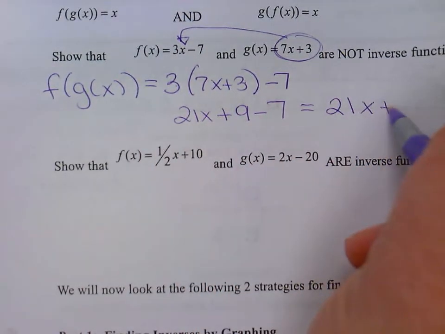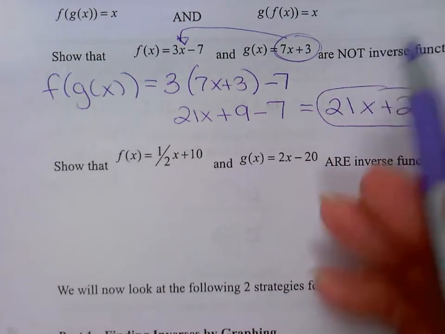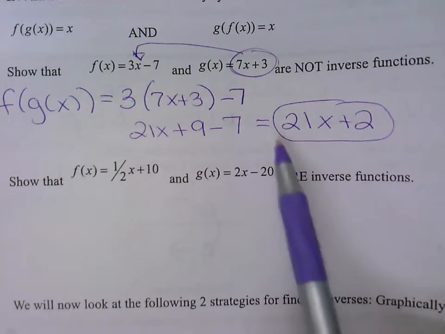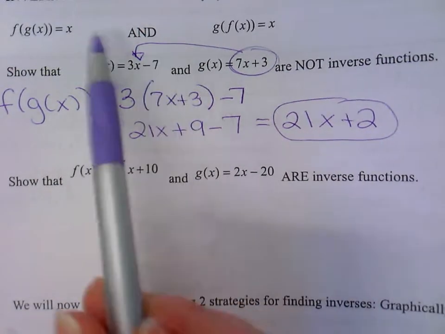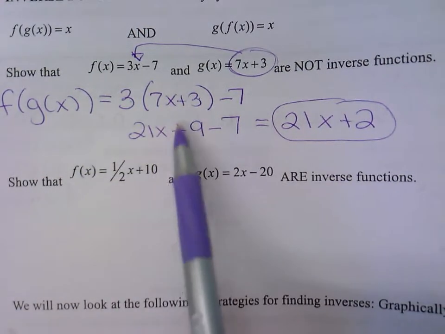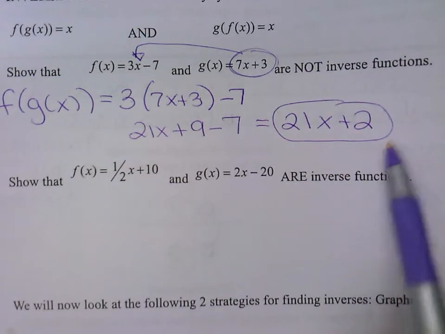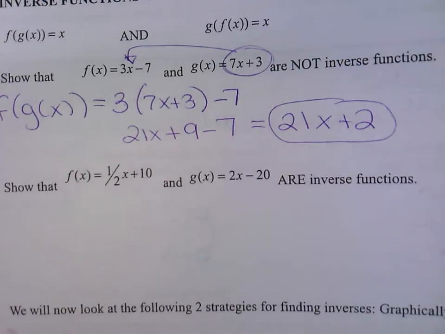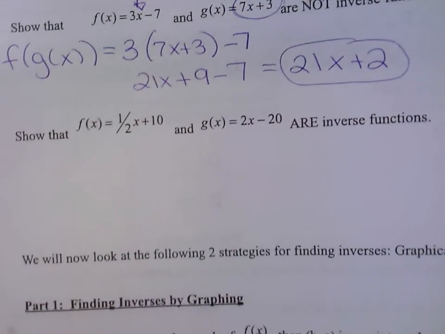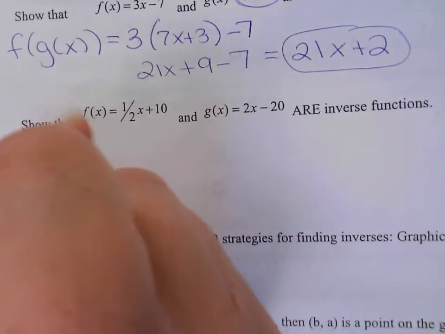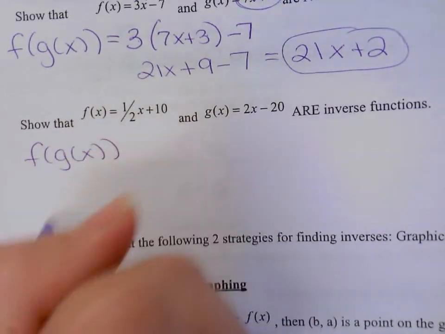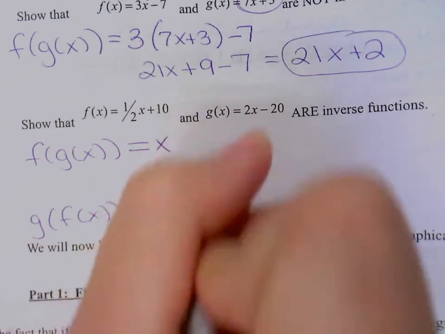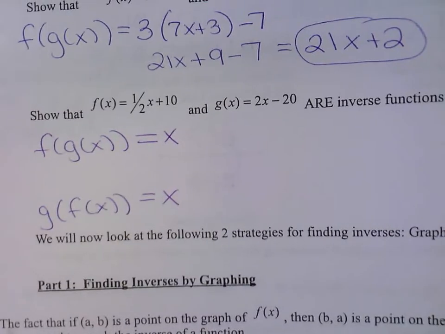21x plus 2. So how did I just show that those are not inverse functions? This did not come out to x. If everything kind of magically goes away and cancels each other, it's an inverse. If you just end up with a function that's not x, it's not an inverse. So on the second one, if you do f of g of x, or g of f of x, both of them need to come out to x when you actually cancel everything.